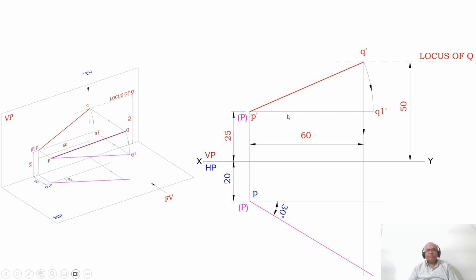Now the line becomes parallel to XY in the front view. Correspondingly, in the top view, I should get the true length. He has not given the true length, but he has given the true inclination with respect to VP. So when you draw this line, where it cuts, that point is going to be the locus of Q in the top view. That we are going to see in the next slide.